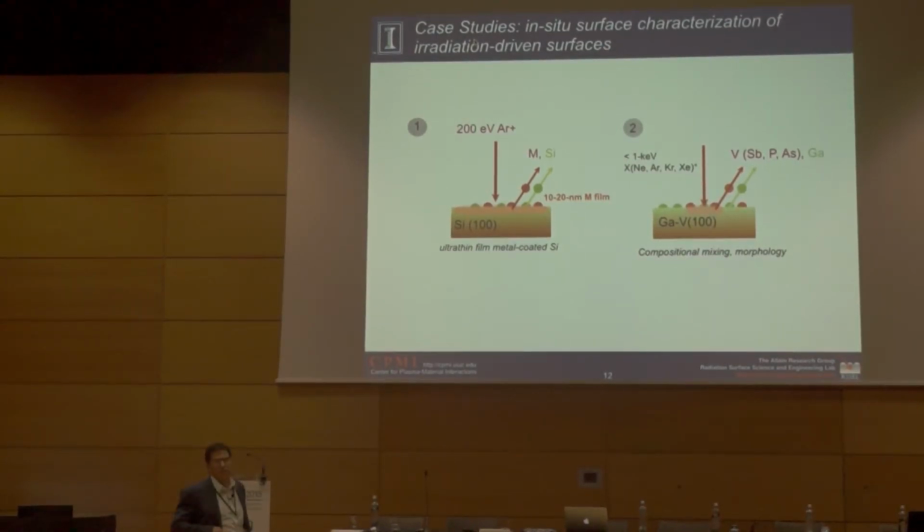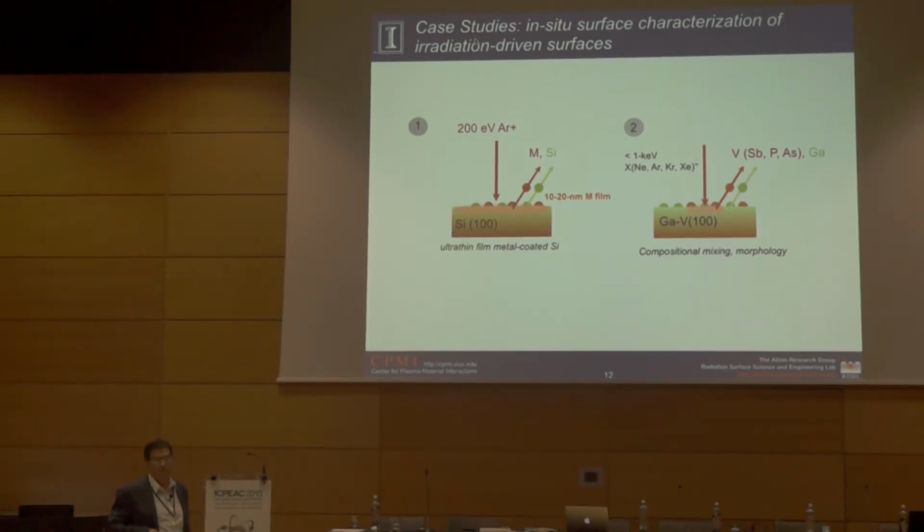And the second is not looking at silicon, but looking now at a more complex system, in this case a compound semiconductor. We've looked at a number of them. We're going to look at the gallium antimonide system primarily, and how these similar low energy ions can induce changes in patterns on the surface as well.